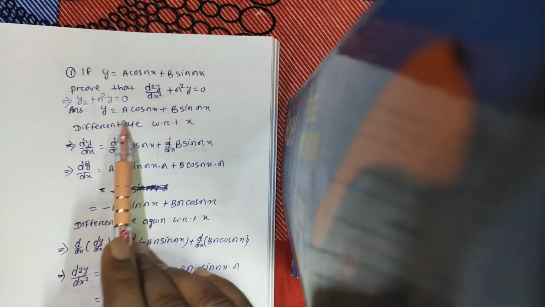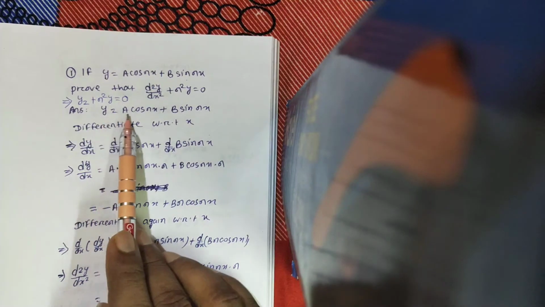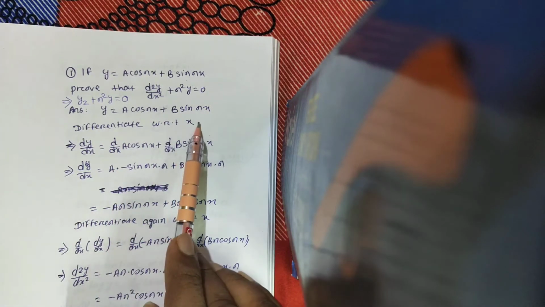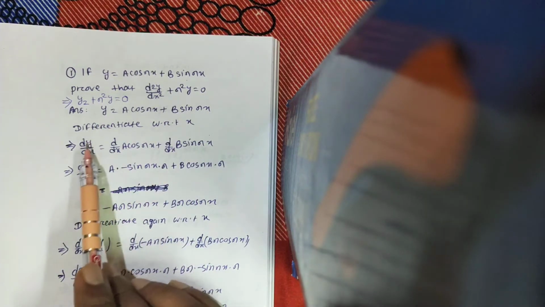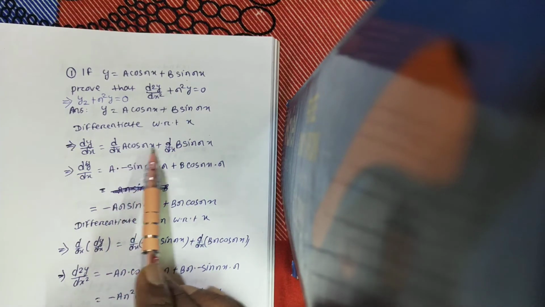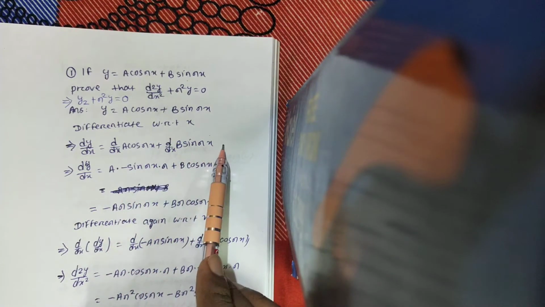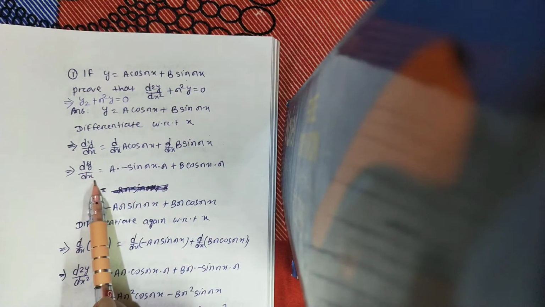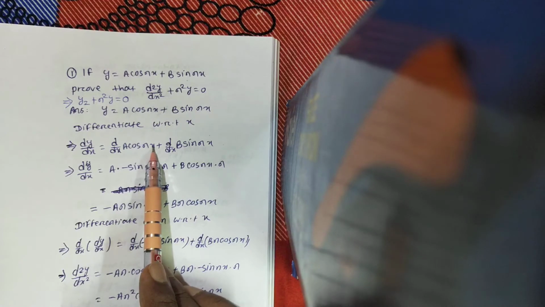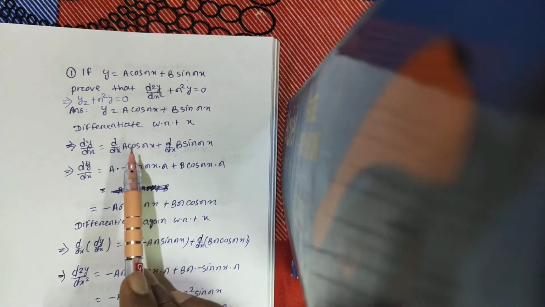Okay, so what to do here? The question is: given y is equal to a cos nx plus b sin nx, differentiate with respect to x. That means dy by dx is equal to dy by dx of a cos nx plus dy by dx of b sin nx. To find the derivative of a cos nx, you have to know some knowledge about the chain rule.